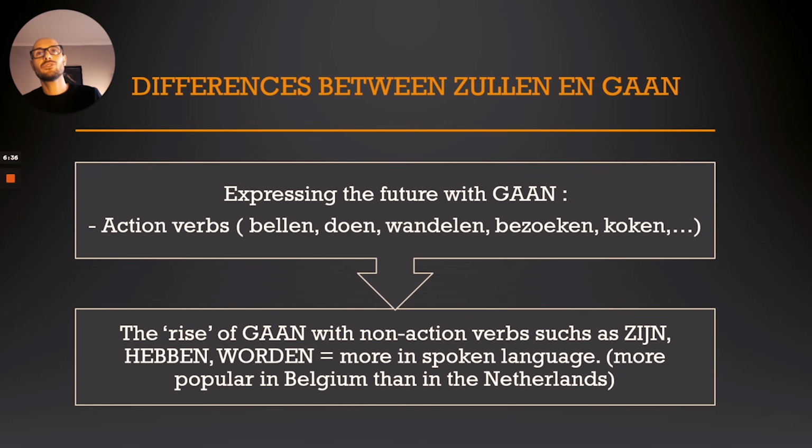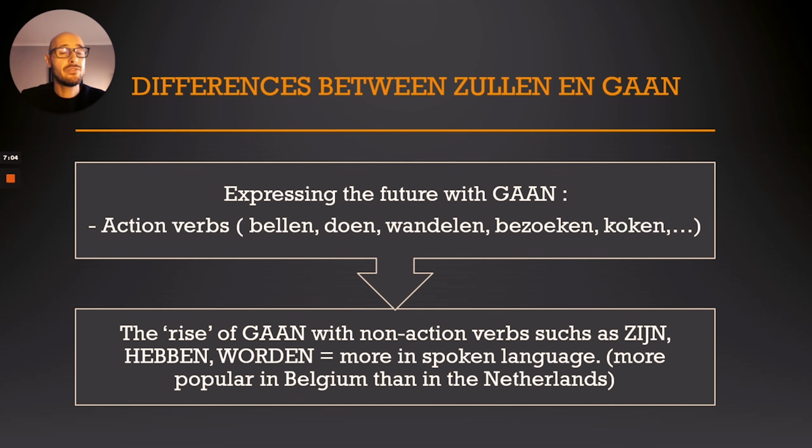First of all, I want you to remember zullen is the official one. Okay, so if you only learn one auxiliary verb to express the future, and you express the future in Dutch always with zullen, you'll always be correct. There's some small grammatical rules, which of course we have to talk about. They are valid, they are there. But if you learn zullen and you can express the future with zullen, I'd be very happy.